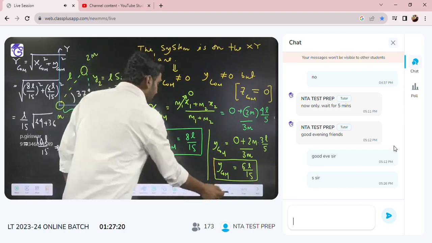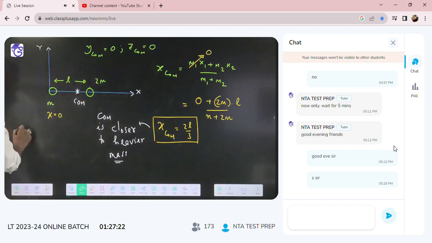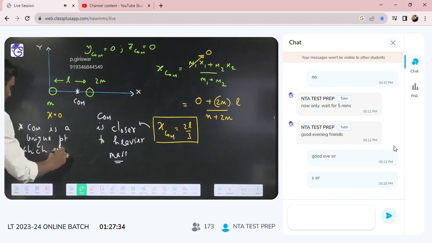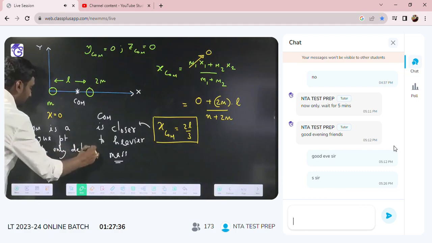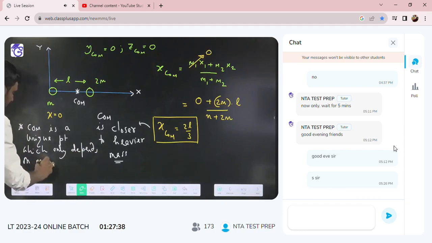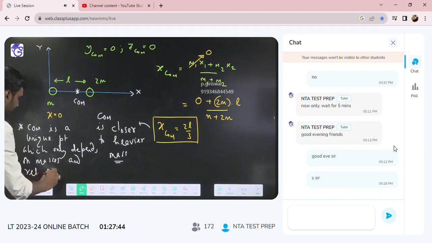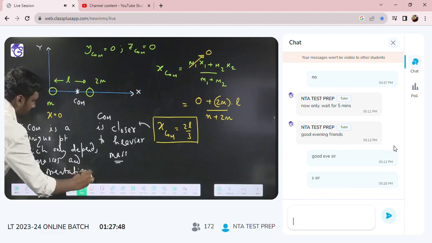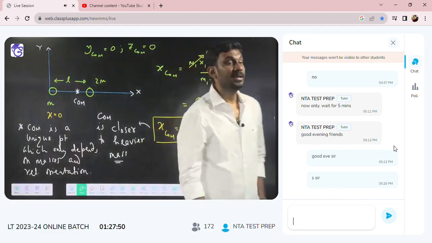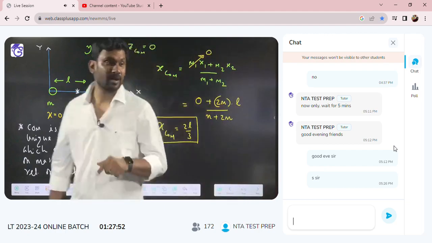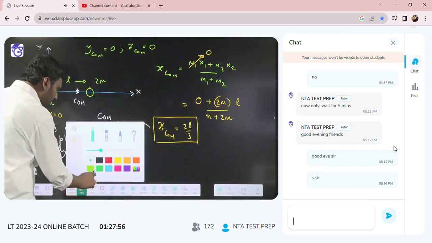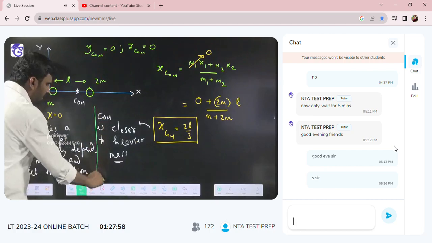So I'll note here in the previous page that center of mass is a unique point which only depends on masses and relative orientation. What do you mean by this, sir? What do you mean by this?